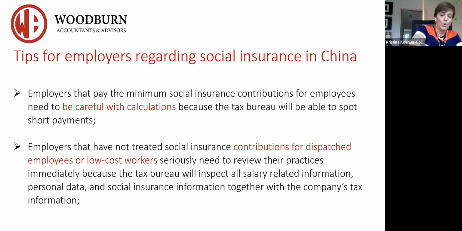Tips for employers regarding social insurance in China. Now, employers that pay the minimum social insurance contributions need to be careful with the calculations, because tax bureaus will be able to spot any short payments. And remember that they are doing the tracking between income tax payments and social insurance payments and looking at the payroll breakdowns and sheets. So they are doing the cross work to make sure it all makes sense and is all correct.